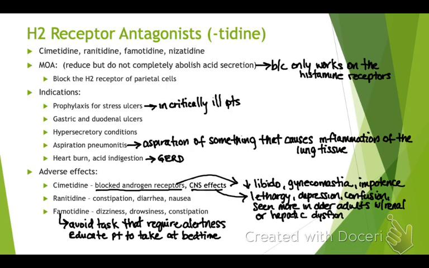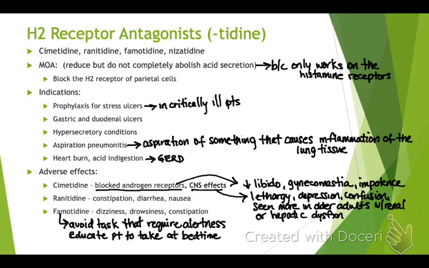So remember back when we talked about those 3 receptors on the gastric parietal cell, remember, the histamine is produced by your parietal cells, and so these H2 receptor antagonists are only going to affect the histamine production. So those are going to be specific to just histamine. So they will block the H2 receptor of the parietal cell.